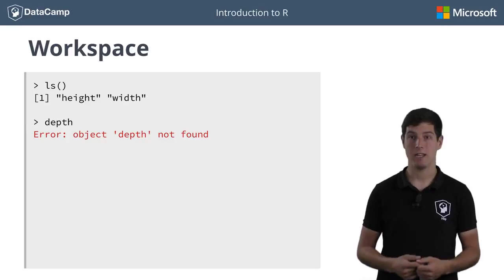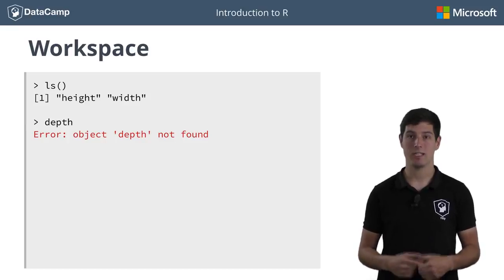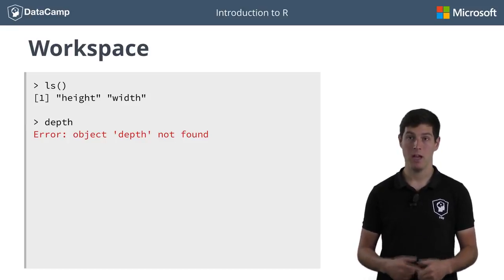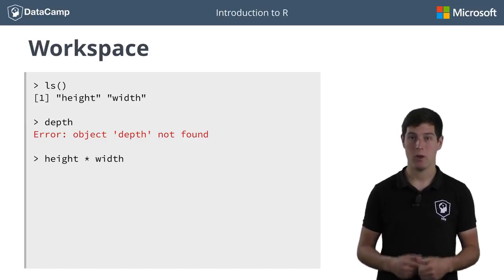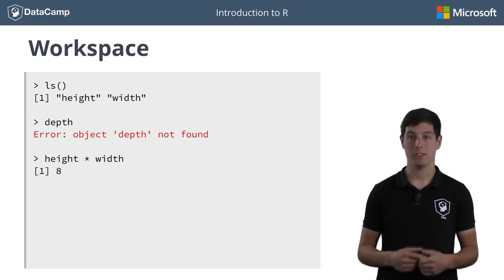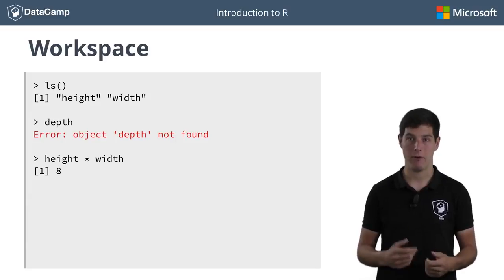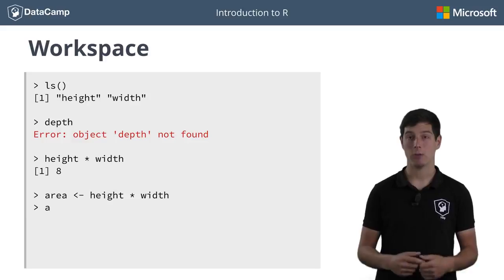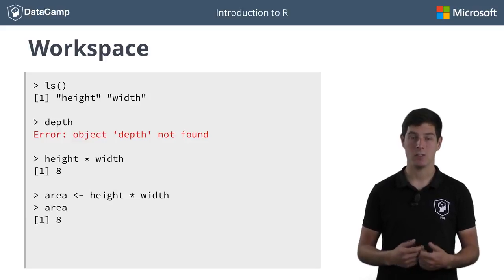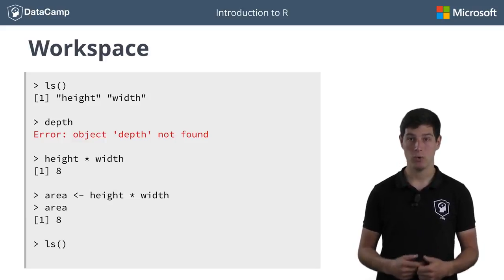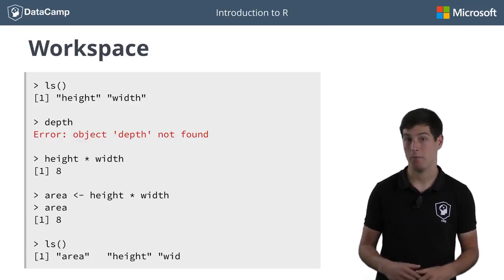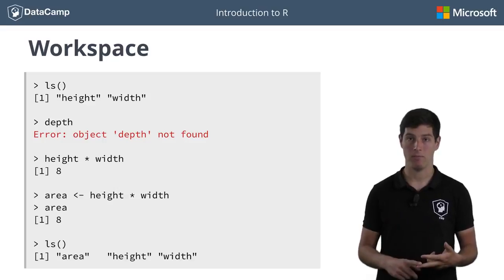Suppose you want to find out the area of our imaginary rectangle, which is height multiplied by width. Let's go ahead and type height asterisk width. Result is 8, as you'd expect. We can take it one step further and also assign the result of this calculation to a new variable, area. We again use the assignment operator. If you now type area, you'll see that it contains 8 as well. Inspecting the workspace again with ls shows that the workspace contains 3 objects now: area, height and width.